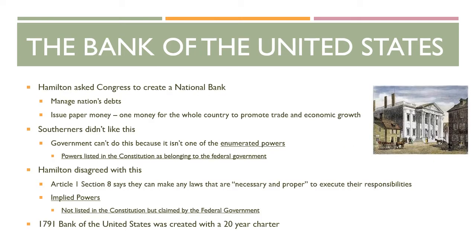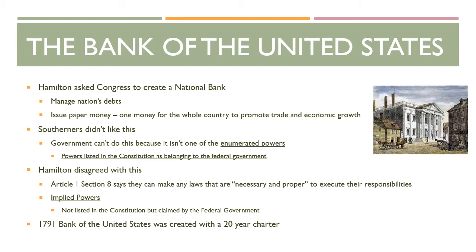And the next thing that happened is Hamilton said, we really need to make a bank, a national bank, the Bank of the United States. That's what we need to happen. Okay, and so Hamilton went to Congress and said, really, we need to create a national bank. And this national bank can do two things. It can manage our nation's debts. It can take care of that, control that, make sure everything's under control. And it can also issue paper money, which is pretty important.